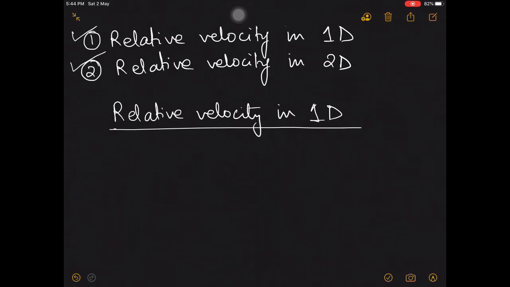For example, see here, suppose I have a particle A which has velocity, say VA, in this particular direction. Say I have another particle B which has velocity in this direction towards the left, say this is VB. Now I am asking you, what is the relative velocity of A with respect to B?